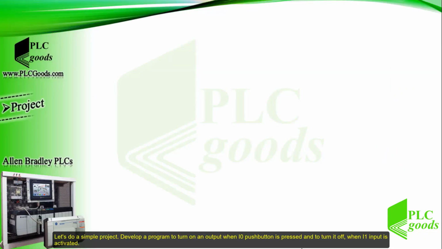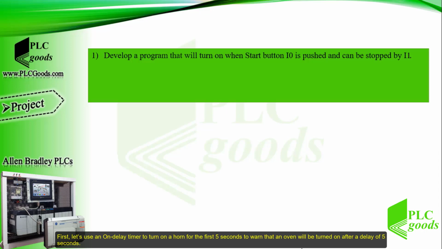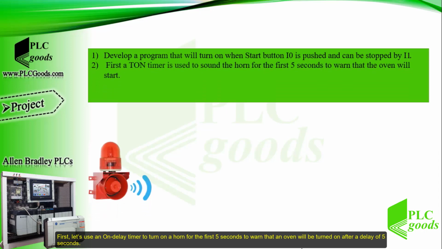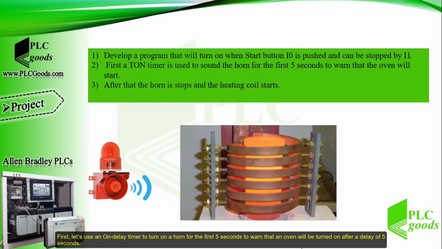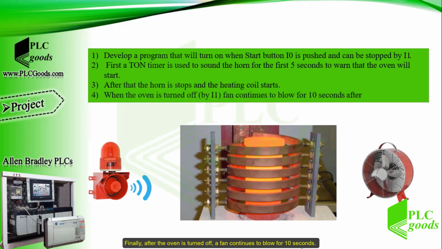Let's do a simple project. Develop a program to turn on an output when I0 push button is pressed and to turn it off when I1 input is activated. First, let's use an on-delay timer to turn on a horn for the first 5 seconds to warn that an oven will be turned on after a delay of 5 seconds. After the horn is stopped, a heating element coil is going to be turned on. Finally, after the oven is turned off, a fan continues to blow for 10 seconds.